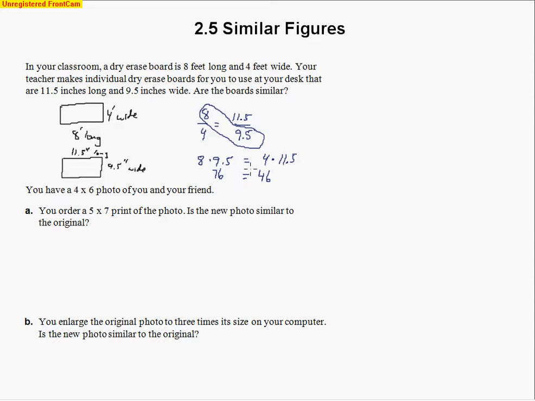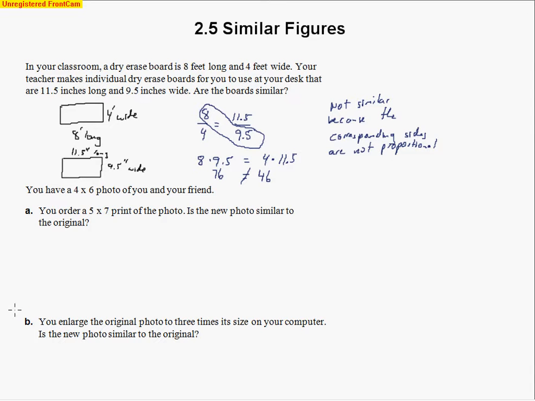And those two numbers do not equal, so they are not similar. And again, stating that reason, so not similar because the corresponding sides are not proportional. So let's take a look at the next one.